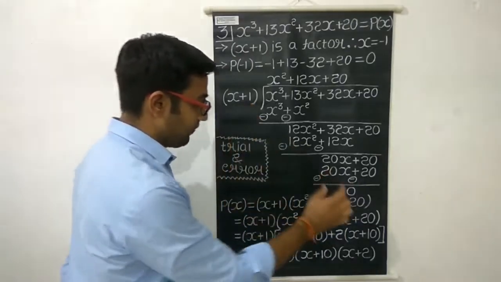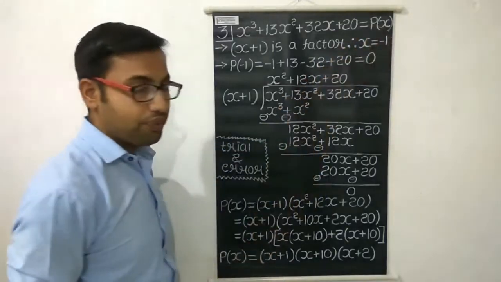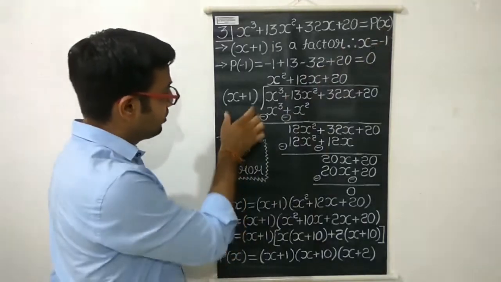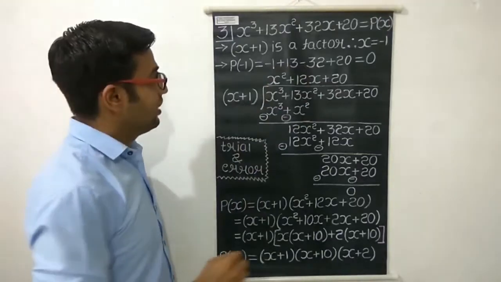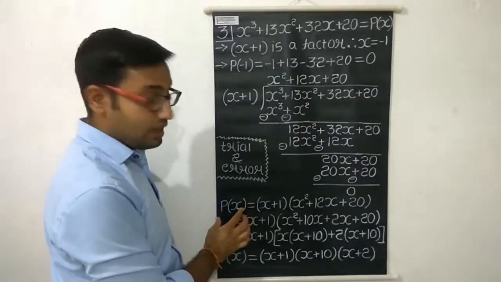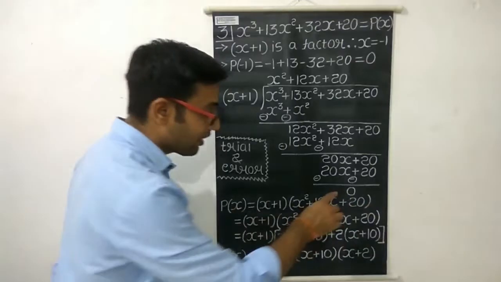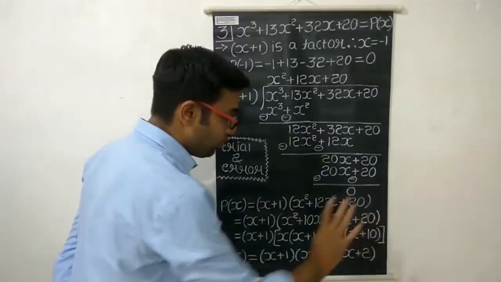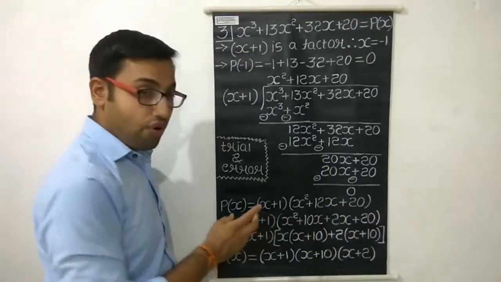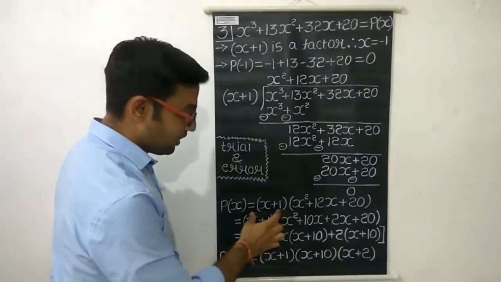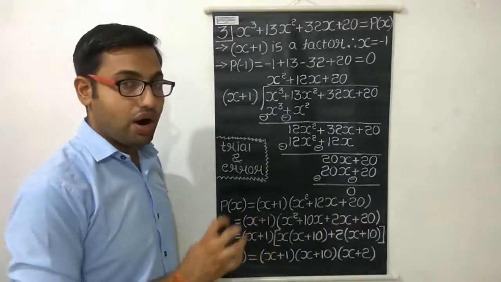So x plus 1 is a factor of this polynomial. Now again, we can write this p of x polynomial as the product of this divisor polynomial and this quotient polynomial. Remember the division algorithm. Dividend polynomial is equal to divisor polynomial into quotient polynomial plus remainder polynomial. But here the remainder is 0. So by adding 0, we will get only this term. So p of x is now the product of two factors. First is x plus 1, that is a linear polynomial. Second factor is x square plus 12x plus 20, that is a quadratic polynomial.